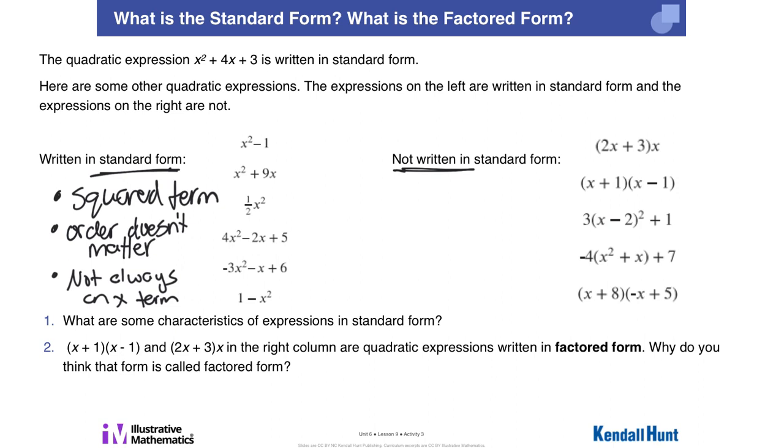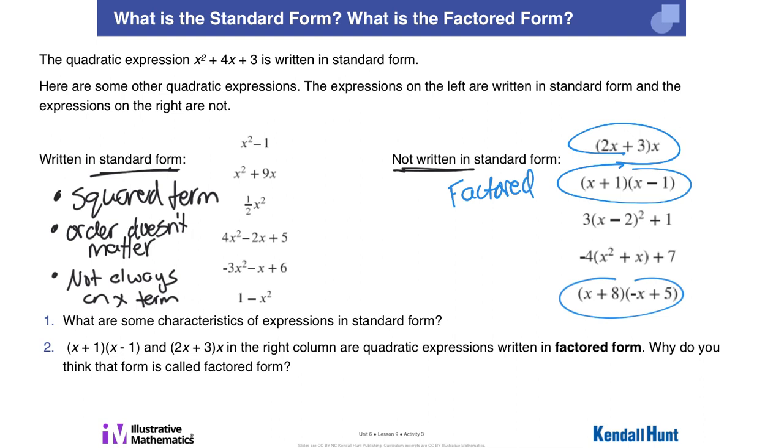Over in these that are not written in standard form, there are some things we want to notice about these three. These are written in what we call factored form. The reason it's called factored form is because there's two factors being multiplied together. Down here it's x plus 8 times negative x plus 5. Here we have x plus 1 times x minus 1. And here we have 2x plus 3 times just x. Two pieces being multiplied together.